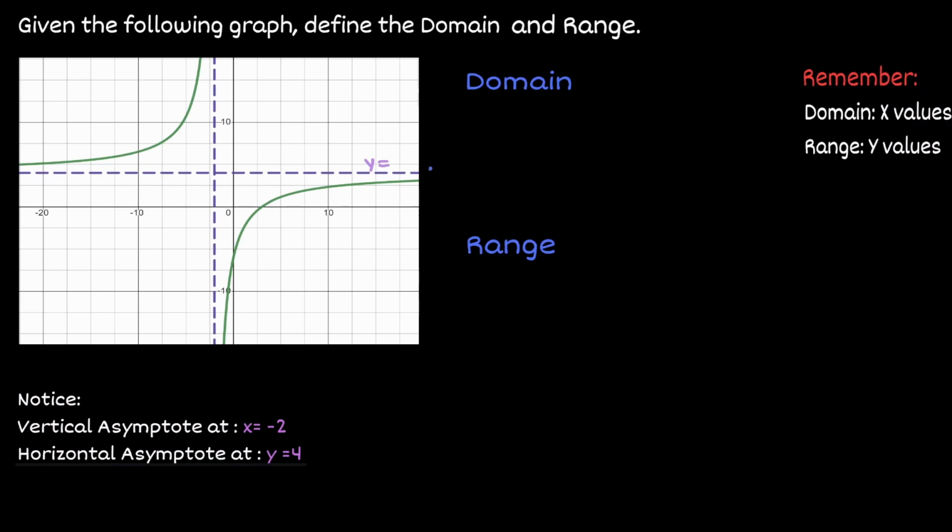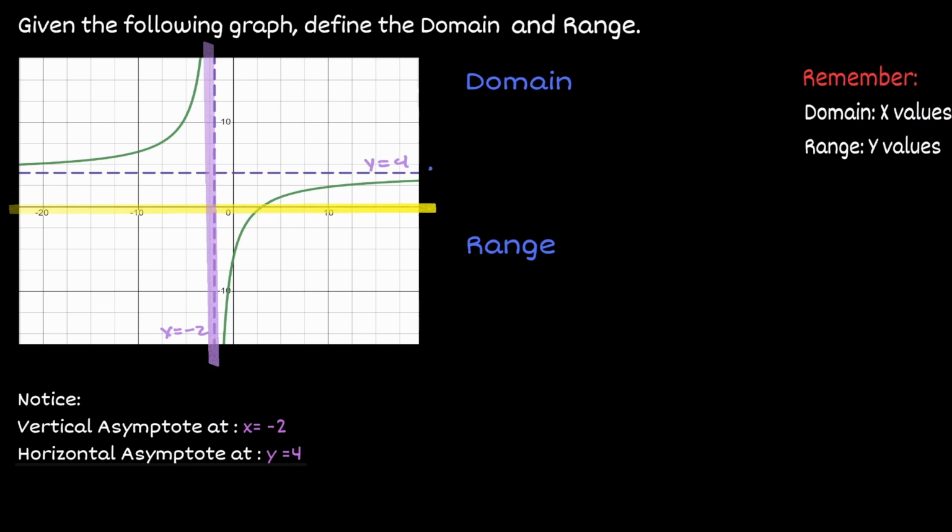So if we look at all the possible x values, we're looking at the x-axis, but notice that this x-axis is getting cut by this vertical asymptote. So we are going to split the x-axis in two sections.